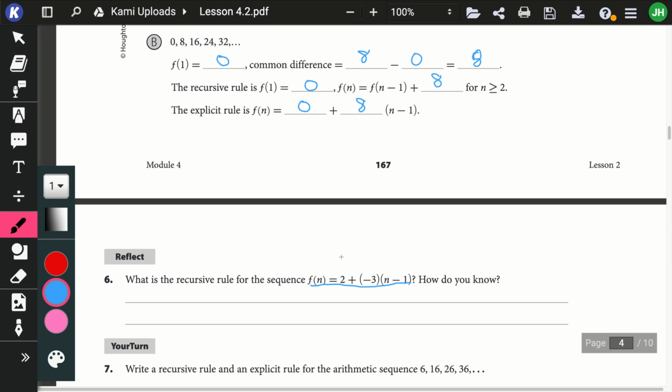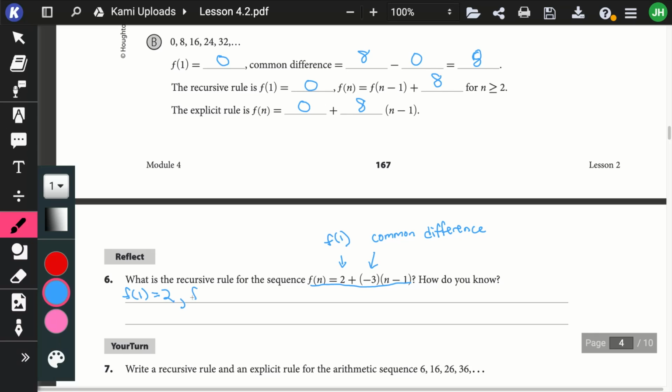Well, what's this? This is going to be f of 1, also known as our start value, right? What is this? This is going to be the common difference. So what is it going to be, and how do we know? Well, the recursive rule for this one is going to be f of 1 equals 2, right? We always got to start with that. F of 1 equals 2, right?